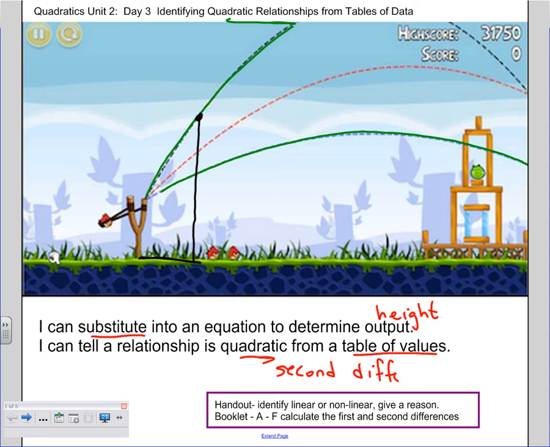The practice we're going to do today will mostly be in class, and it will be filling out our Kaboom booklet, sections A to F examples, calculating the first and second differences once we have completed the data. And there will also be a handout with some data as well as some algebra, and you're going to give a reason for each thing as to whether or not it's linear, or whoops, that should actually say quadratic. Okay.